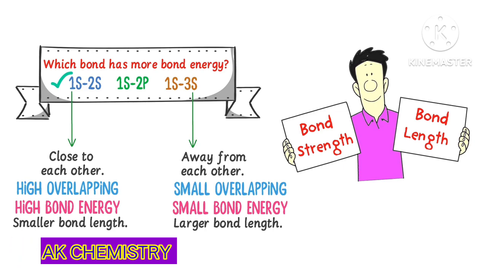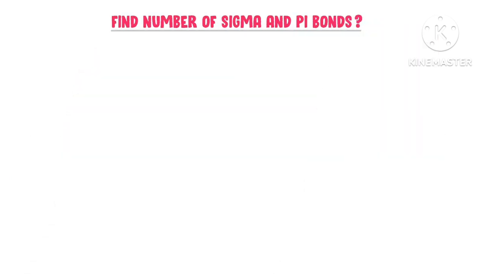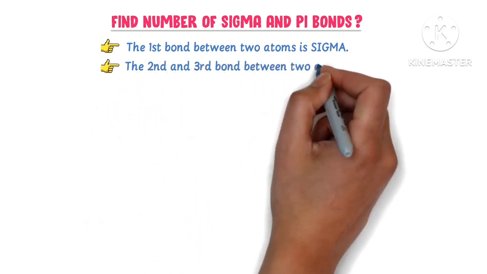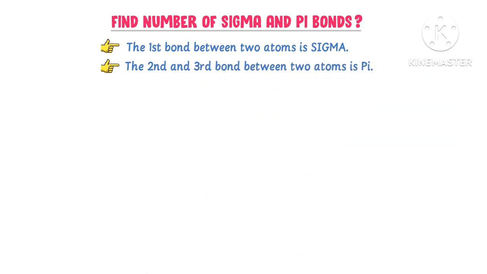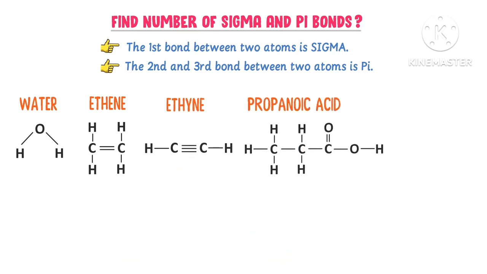Finally, let me teach you how you find the number of sigma and pi bonds in a molecule. Remember that the first bond between any two atoms will be sigma. It is impossible that the first bond between any two atoms would be pi. The second and third bonds between them will be pi. For example, find the number of sigma and pi bonds in water H2O, ethene C2H4, ethine C2H2, propanoic acid C3H5OH and sulfur trioxide SO3.